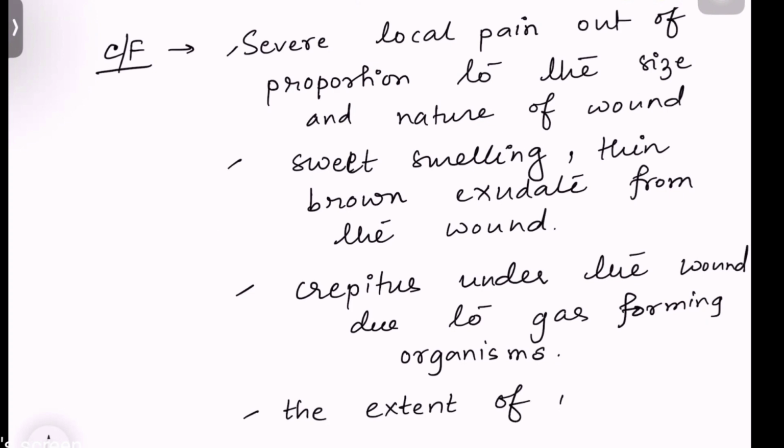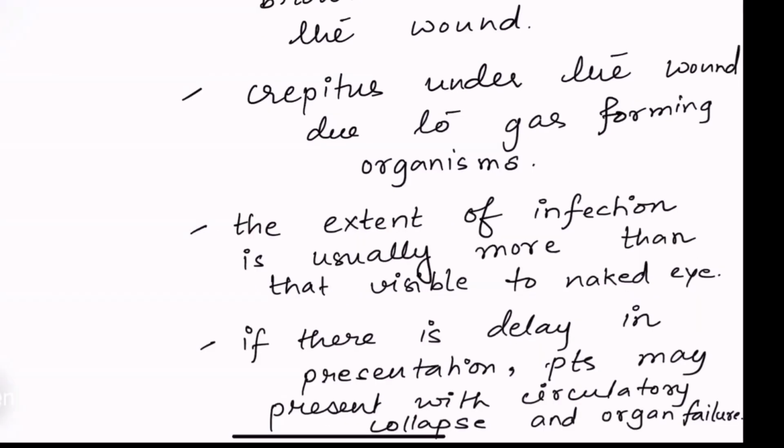Next are the clinical features of this gas gangrene. First, obviously there will be local pain which will be out of proportion to the size and nature of the wound. Second, there will be swelling and there will be release of brown exudate from the wound. Third, crepitus, which is very important in gas gangrene, will be formed due to the gas producing organisms. Now the extent of the infection is usually more than what is visible to our naked eye. And if there is delay in presentation, then the patient may present with circulatory collapse and organ failure.